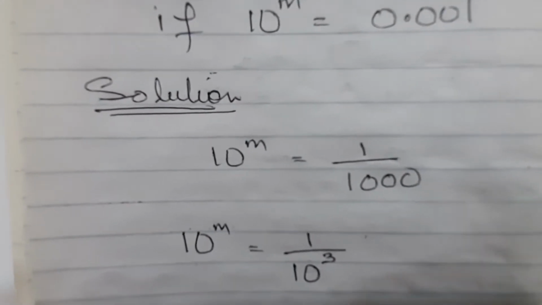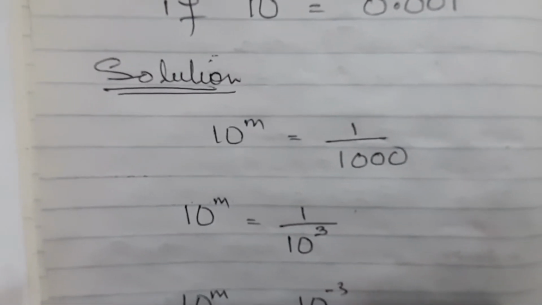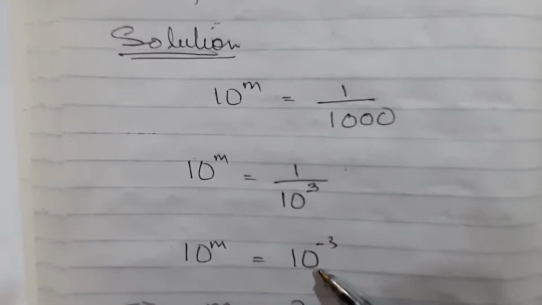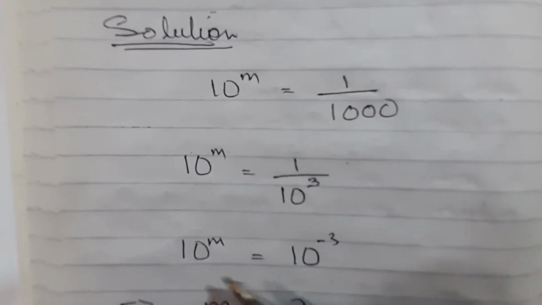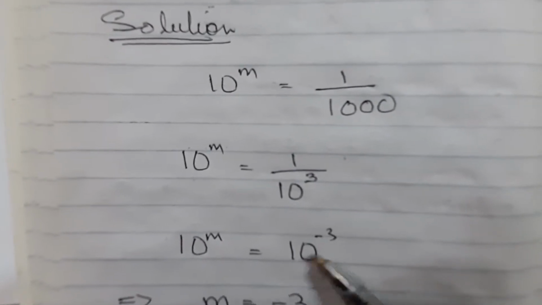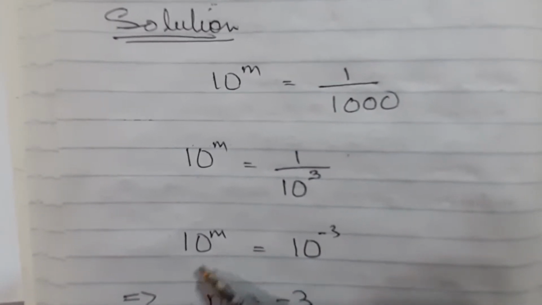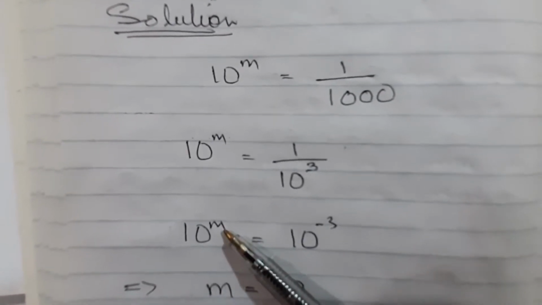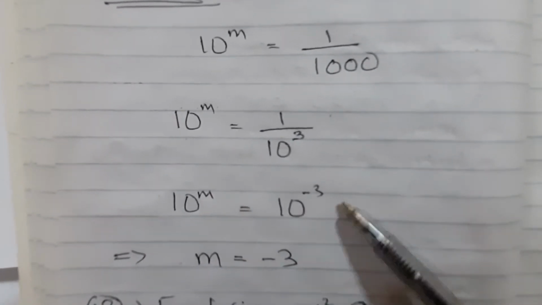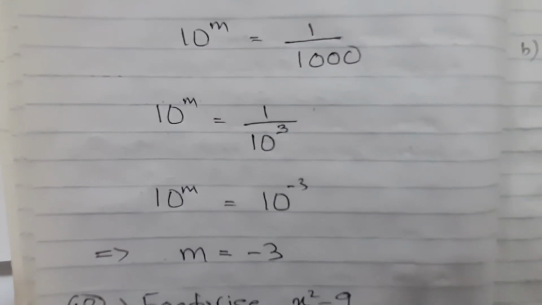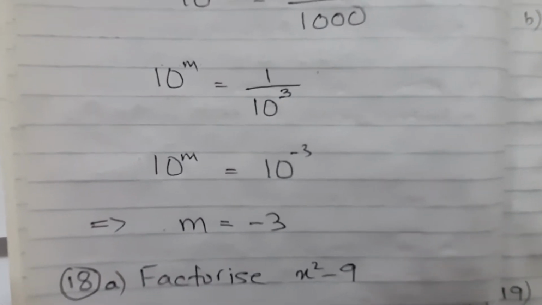So now I can take it in the numerator applying the law of indices. So when this will go in the numerator, it will become 10 power minus 3. So now bases are same, one term on each side, equals to sign in between. So this implies that powers are equal to each other. So m equals to minus 3. So this is how you will find the value of m. Now let's see the next question.